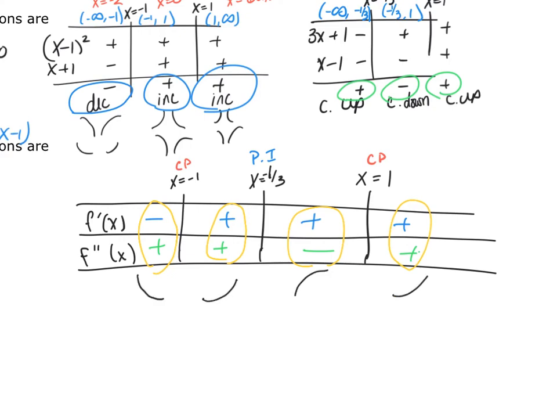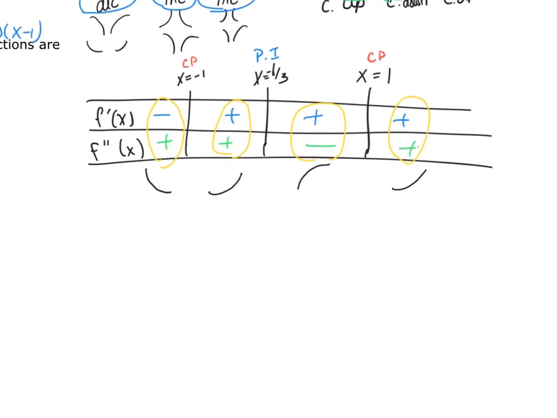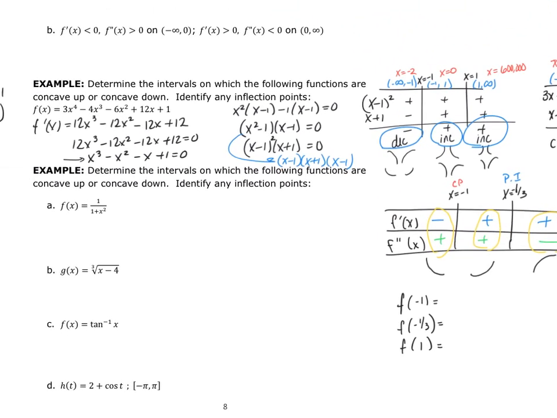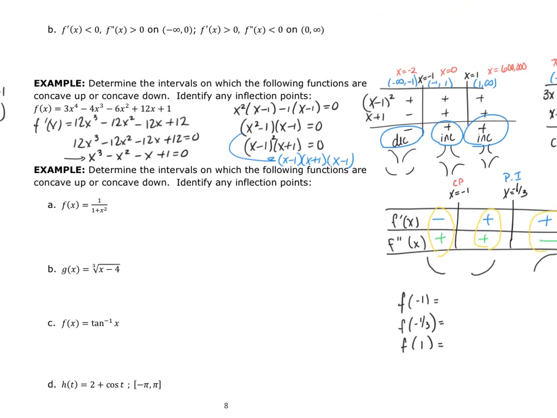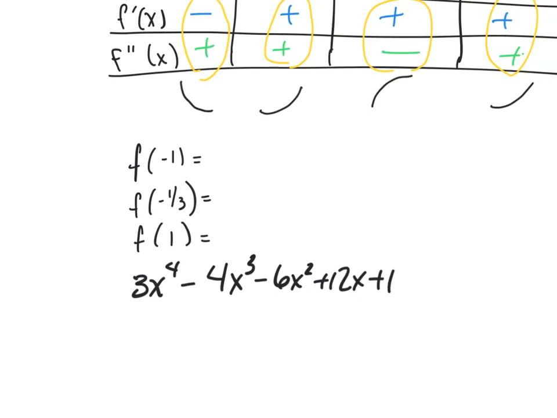Now what I'm going to do is find out where these points are happening. So I'm going to look at f of -1, f of -1/3, and f of 1, so I can determine where these points are on the xy plane. I'm going to go back to my equation and write it over here: 3x to the 4th minus 4x to the 3rd minus 6x squared plus 12x plus 1. The reason I'm doing that is so that I do not have to keep going back and forth.